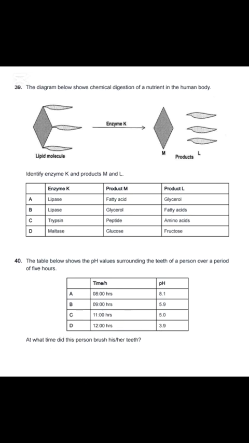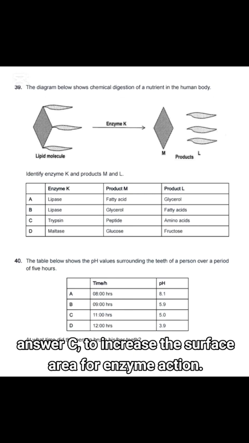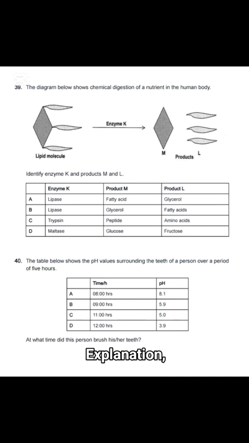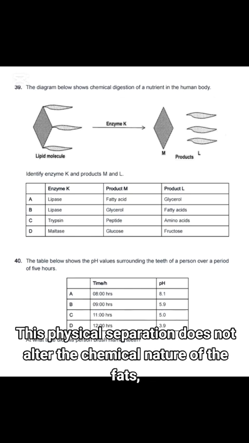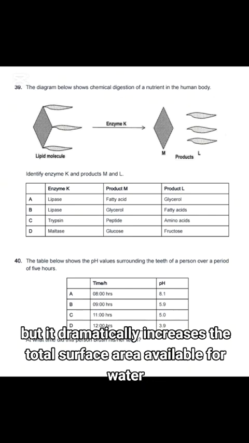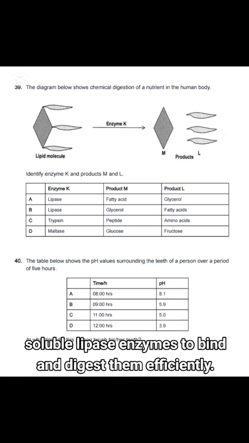Question 40. Answer: C. To increase the surface area for enzyme action. Explanation: bile mechanically emulsifies large lipid drops into microscopic fat droplets. This physical separation does not alter the chemical nature of the fats, but it dramatically increases the total surface area available for water-soluble lipase enzymes to bind and digest them efficiently.